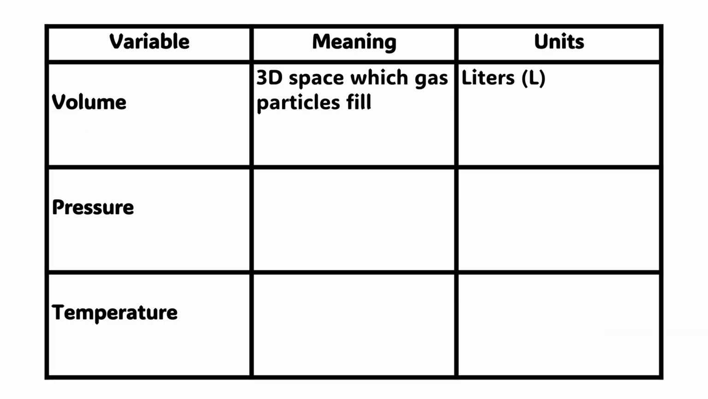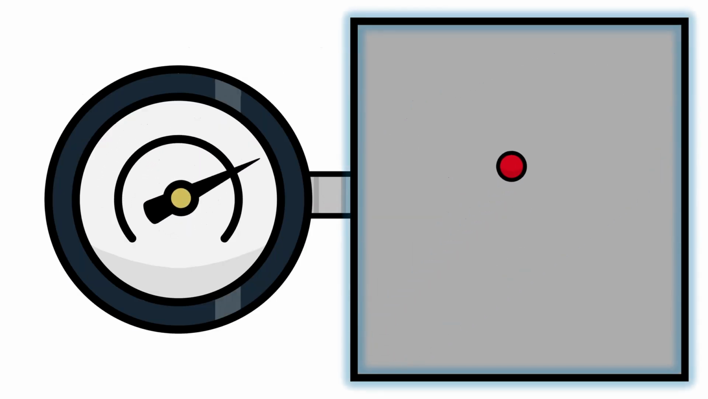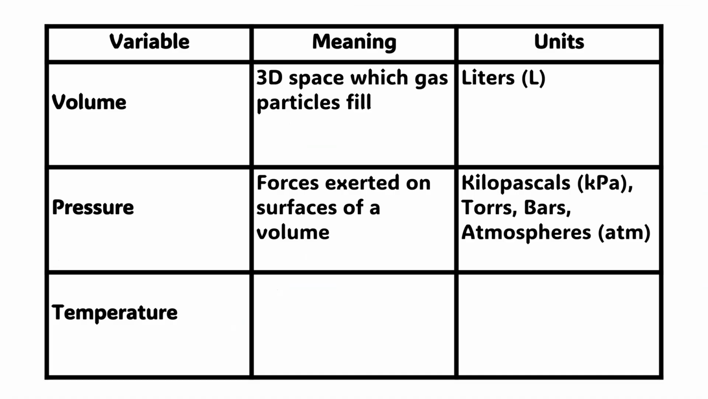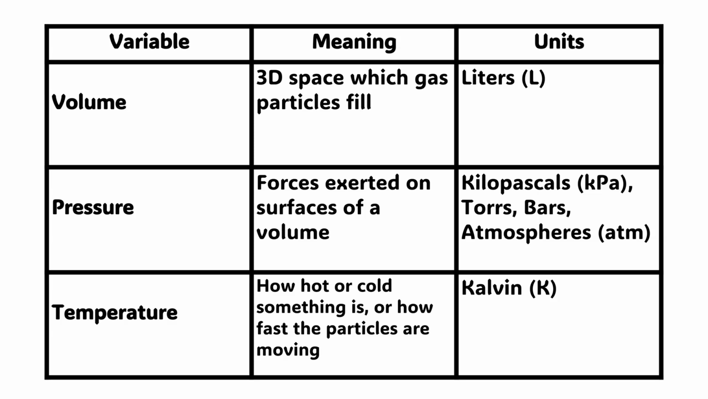Volume's how much space the gas takes up, measured in liters, simple enough. Pressure is the amount of force that gases exert on surfaces and walls. Think kilopascals, atmospheres, whatever works. Temperature is how hot or cold the gases are, measured in Kelvin. Celsius is no good. To convert Celsius into Kelvin, just slap on 273 degrees, and that's it.